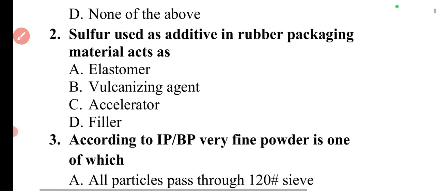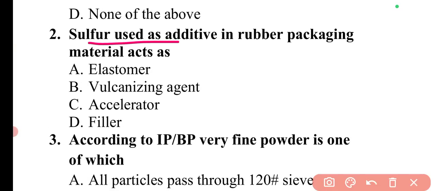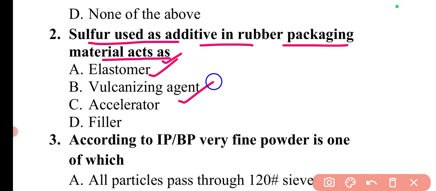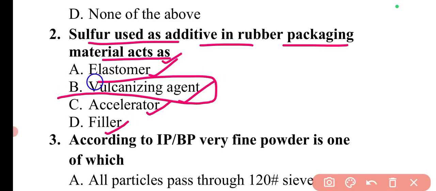Then the next question is, sulfur used as additive in rubber packaging material acts as. Options are elastomer, vulcanizing agent, accelerator, or filler. And the correct answer is option number B, vulcanizing agent.